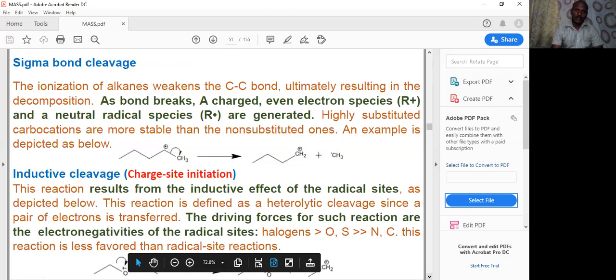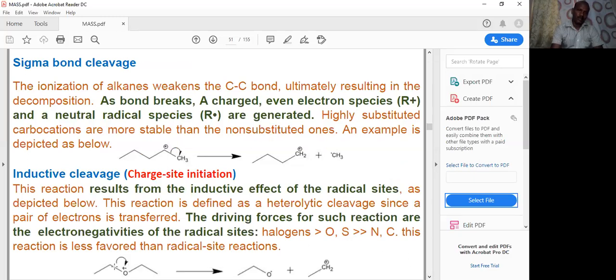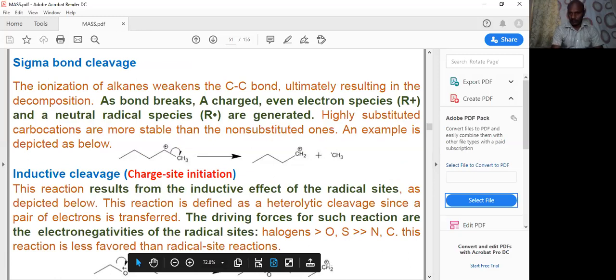In the next one, the electrons moved from the bond which is immediate to the oxygen, the electron is moved to the oxygen, and then you have the formation of a charged ion and a radical. Oxygen has now become a radical, and this one has become the charged one. So that's why it is charge site initiation here.